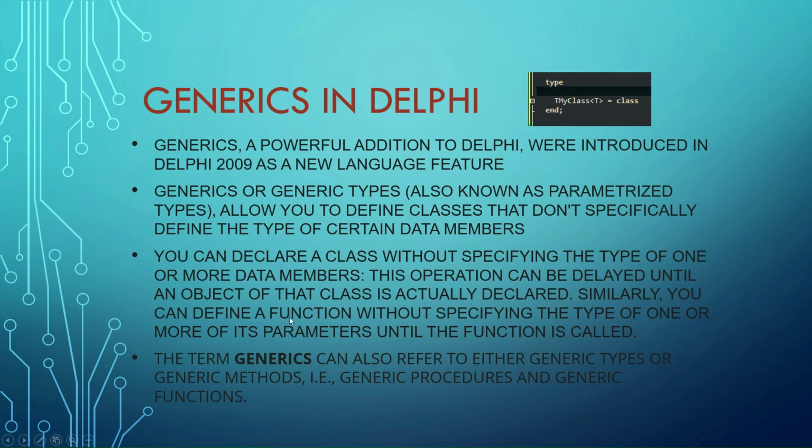Similarly, you can define a function without specifying the type of one or more of its parameters until the function is called. The term generic can also refer to either a generic type or a generic method. Now we will see one example.